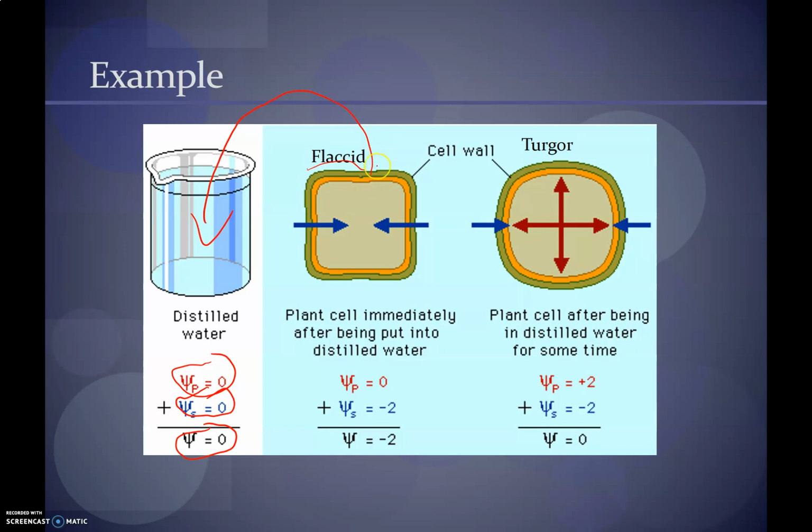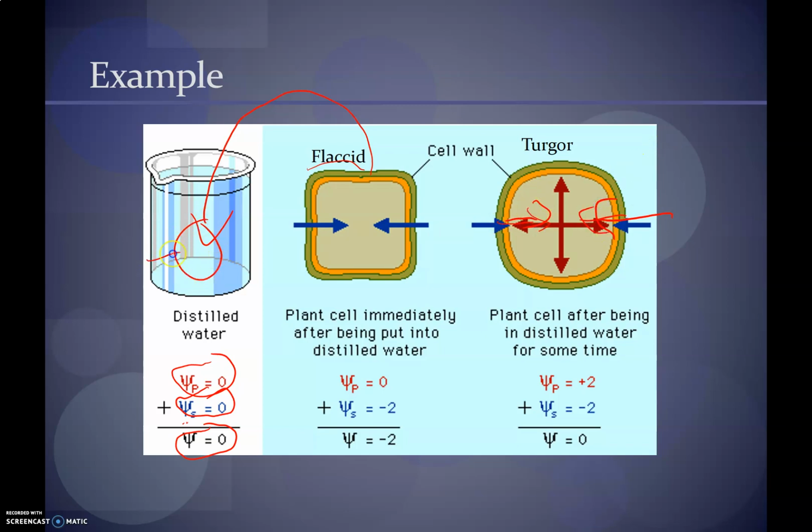So what happens when you put the plant cell in distilled water is this has a water potential of 0, and 0 is a higher number than -2. So what's going to happen is water is going to flow into the cell, because remember, water has to flow from high water potential to low water potential, okay? But how does it know when to stop flowing into the cell?